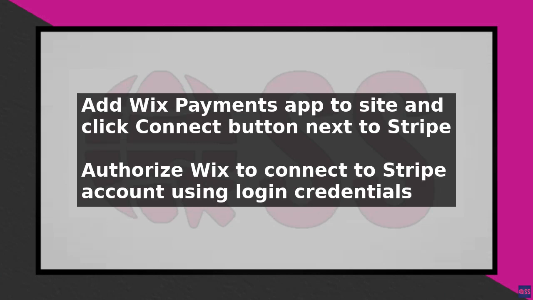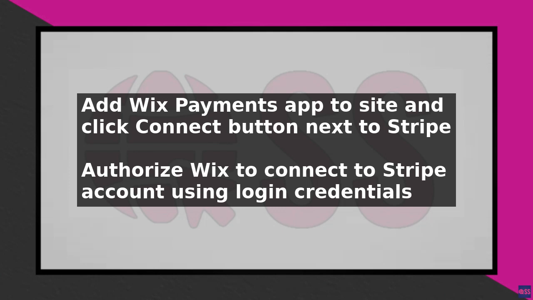After adding the Wix Payments app, click on the Connect button next to Stripe in the Wix Payments dashboard. You will be redirected to the Stripe website where you need to authorize Wix to connect to your Stripe account. Enter your Stripe login credentials and click on the Authorize Access to Account button.